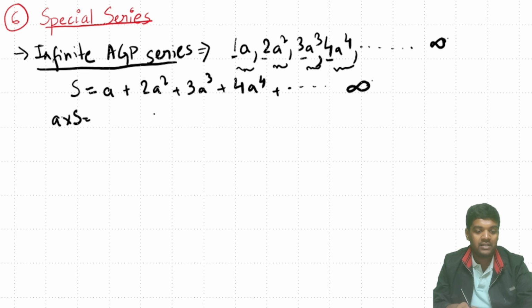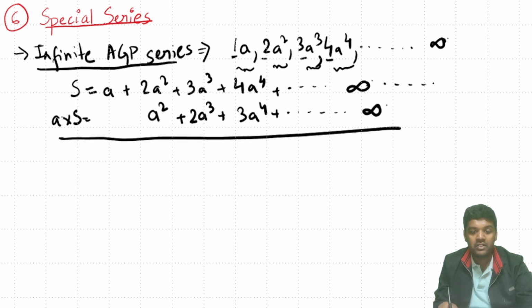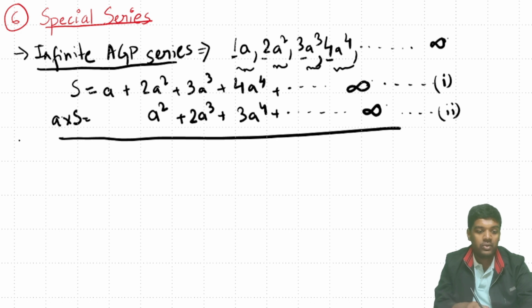So a into a is a square, आपको इसके नीचे लिखना होगा. फिर 2a square से आप a multiply करोगे तो आपको 2a cube मिलेगा, वो आपको इसके नीचे लिखना होगा. 3a cube into a is 3a to the power 4 and so on. Right? तो आपका पहला इक्वेशन इज इक्वेशन 1, सेकंड इक्वेशन इज इक्वेशन 2. So we are doing 1 minus 2.